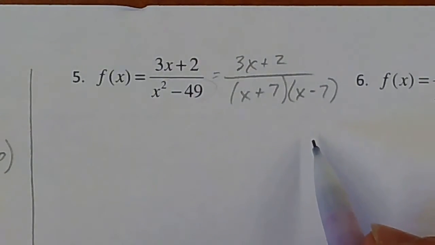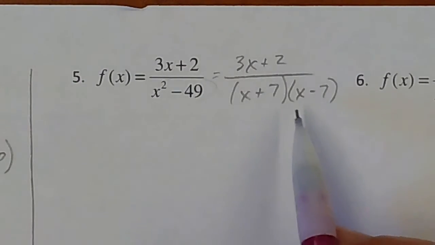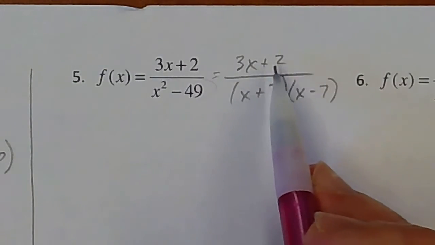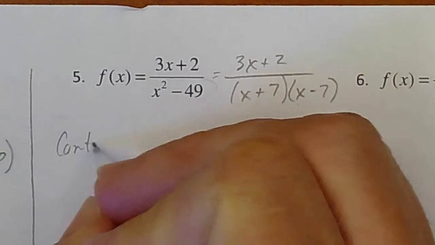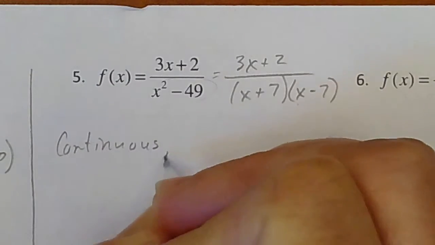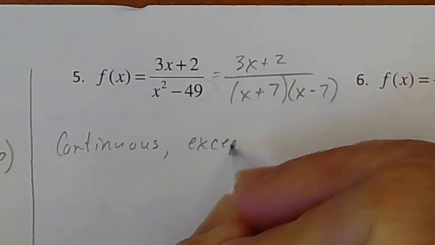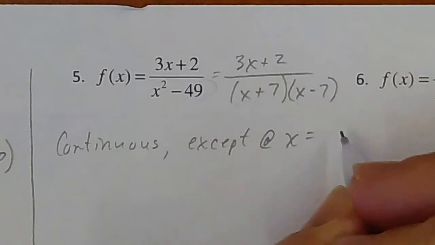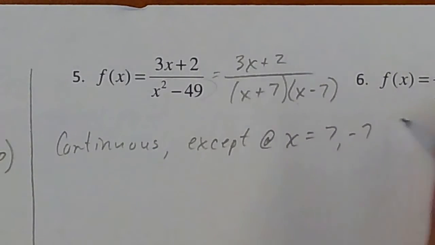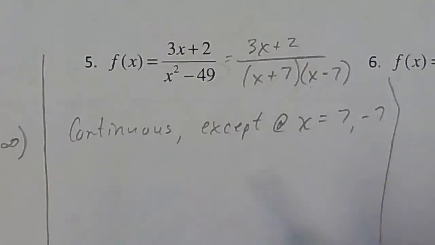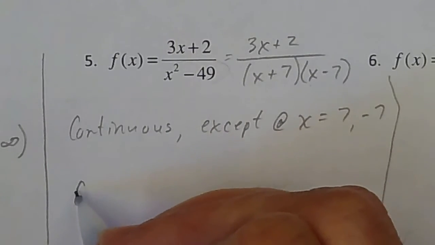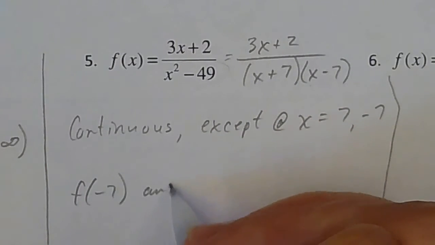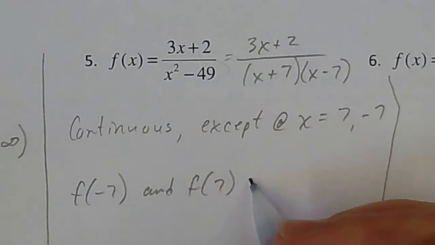So this would be continuous, and like I said, we'll verify with the graphing calculator in just a moment, but it looks like it's going to be continuous for all x except negative 7 and positive 7. So continuous except at x equals 7 and negative 7. Okay. Why? We could use the justification: f at negative 7 and f at 7 are both undefined.